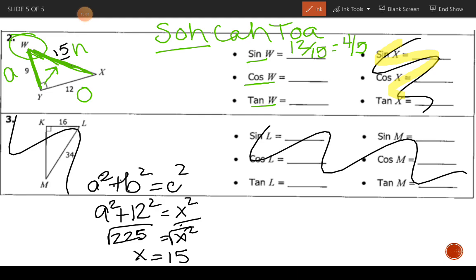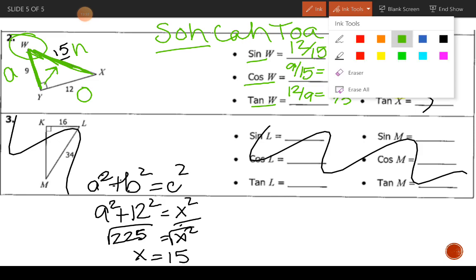Cosine is adjacent over hypotenuse, so that's going to be 9 over 15, which is going to simplify as well, so that's going to simplify to 3 over 5. And then finally we have tangent, which is opposite over adjacent. So that's going to be 12 over 9, which simplifies to 4 over 3.